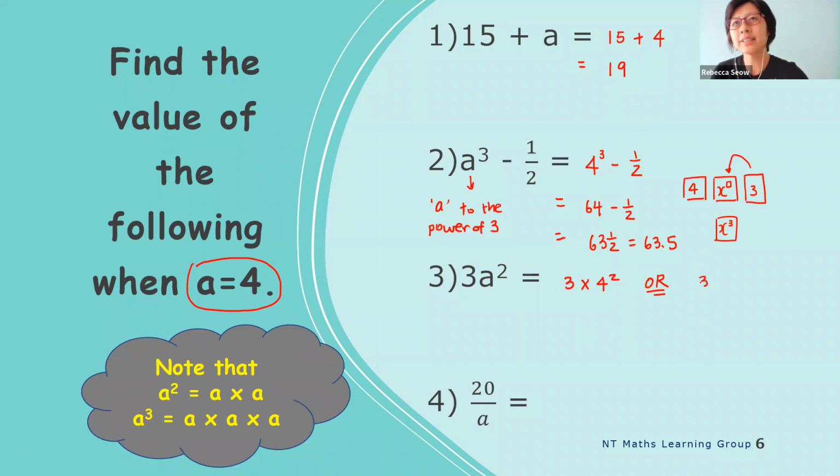You could do it another way. You could write it like this, 3. Instead of the multiplication sign, we could put a bracket. So either way is fine. And using the calculator, you could press either and you would get the answer. So that would give you 48.